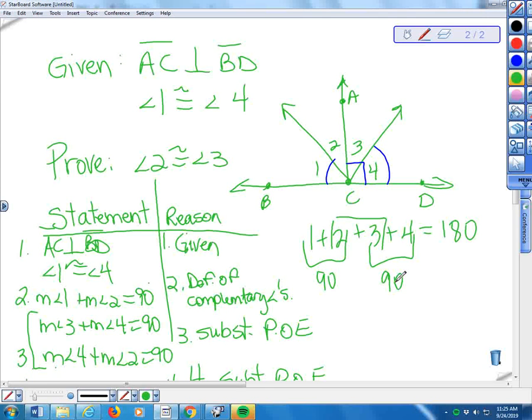Okay, 1, 2, 3, 4, and just divide that. That's how I like it. But if these are equal, these could both be 30 degrees. They don't have to be 45 degrees. 3 and 4 don't have to be equal. That wasn't given to us.